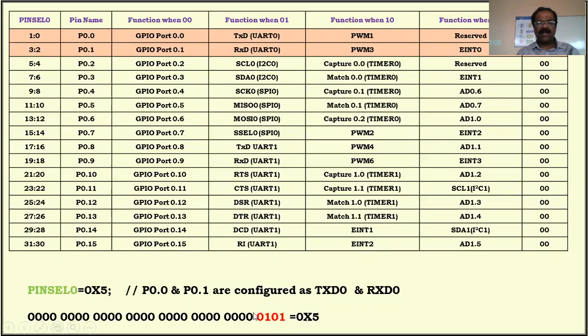So what is the decimal equivalent of this? 5. Or what is the hexadecimal equivalent of this? There is also 5. So this is nothing but 0 0 0 0 0 0 0 5, or you can put simply 5. Then we have to write this statement: pin select 0 equal to 0x, which stands for hexadecimal, 5, or you can write 0x 0 0 0 0 0 0 0 5. That is also fine.